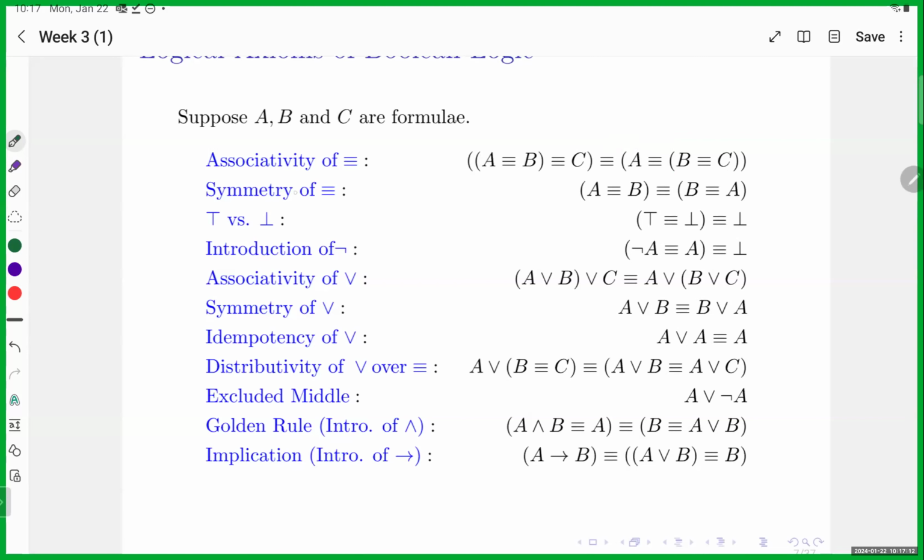The symmetry of equivalence is another axiom, which tells you that the formula A is equivalent to B is equivalent to the formula B is equivalent to A.